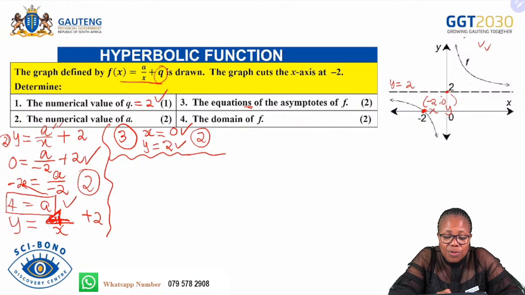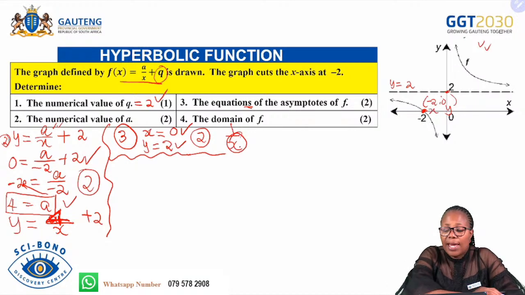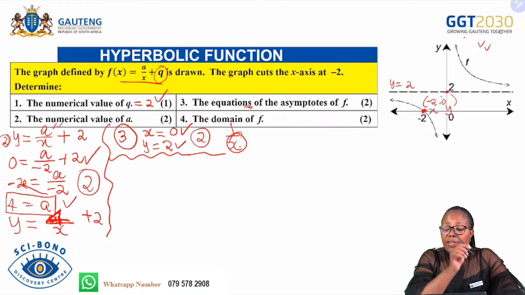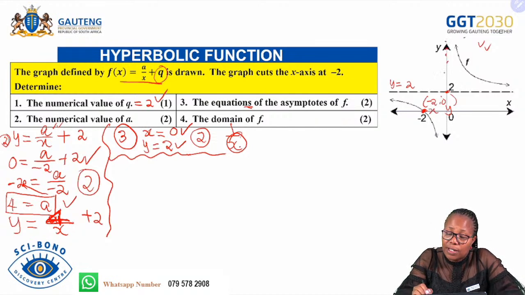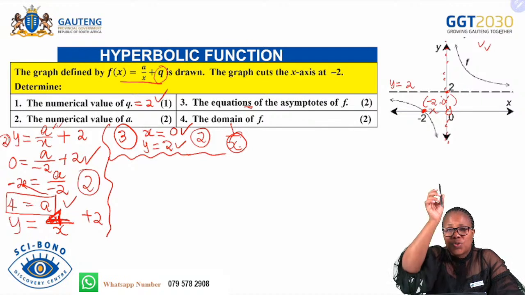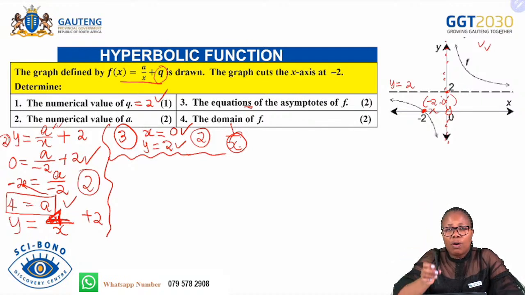Number 4, the domain of f. Domain, we are talking about the x values that lie on the function. All right, great job. And then now we can take a horizontal test line. Remember, you have an asymptote here, x equal to 0, that is hidden on top of your y-axis there. It will always be like that throughout all your hyperbola functions.